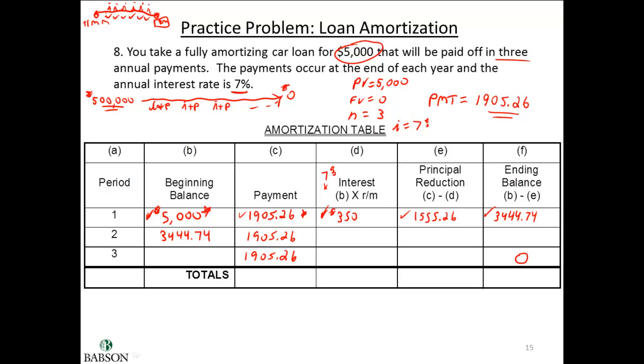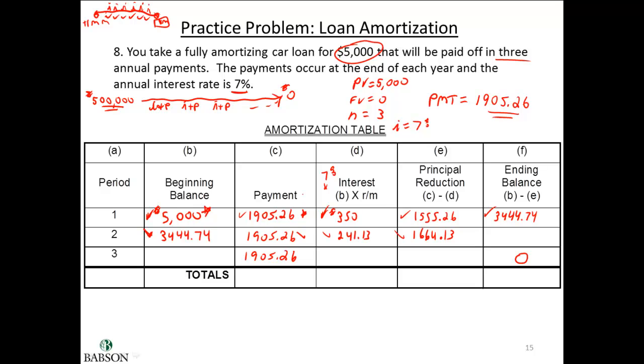So the payment doesn't change, but notice the interest changes because now how much are you renting from the bank? You're only renting the loan balance of $3444.74. So $3444.74 times an interest rate of 7% means that the bank is going to charge you $241.13, and that's 7% of the beginning balance for that year. So your payment is still $1905.26. So now you know that you're paying less in interest, you're paying more principal down. And for year 2, that's going to amount to $1664.13. How did I get that again? You're making a payment of $1905, $241 is interest, therefore the remainder goes to principal.